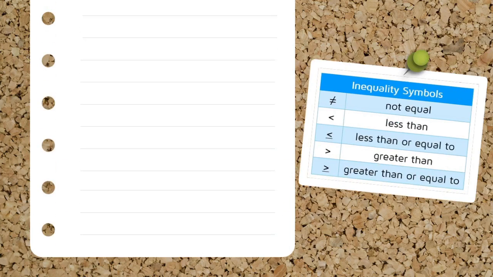Okay, on the first part, we were introduced to the term inequality. We were given a list of symbols that we could use. So we have the not equal sign, less than or equal to, greater than, and greater than or equal to. Let us take this example.